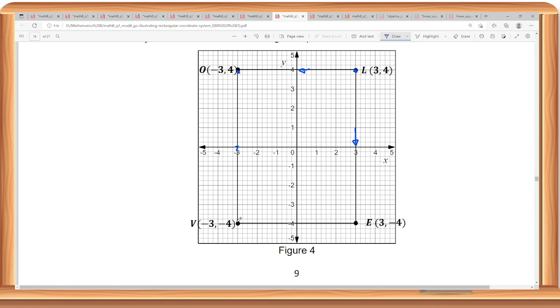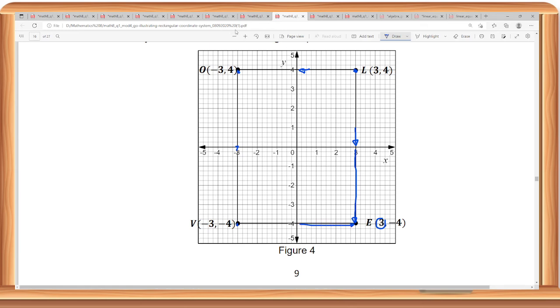And then point V is here. They are both negative. The x coordinate is negative 3, so it's on the left side, and the y coordinate is negative 4 here. And lastly, point E, we have a positive x coordinate, so it is on the right. This is positive 3 for the x, and for the y coordinate, it is negative 4.